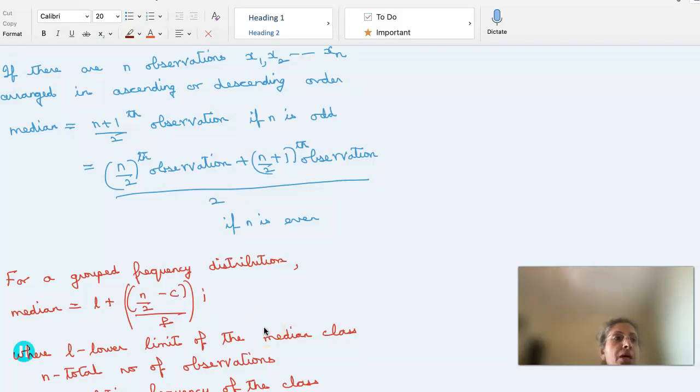Hello everybody. Today I will be sharing the formulas on how to calculate the median, quartiles and mode for a discrete set of values and a frequency distribution.